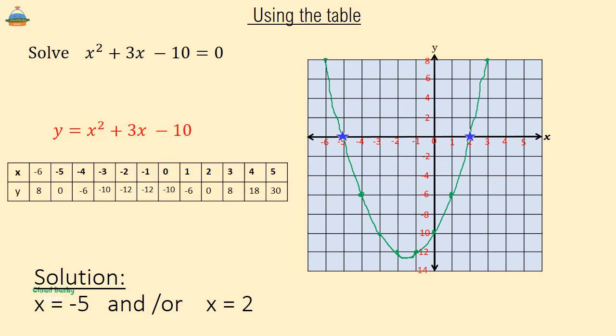In fact, if we look back into the table, when x takes the value of negative 5, in this expression, we return a 0. And when we substitute x with positive 2, we also yield a 0. Awesome. So we have two solutions where y takes a value of 0 on the table. So when x is negative 5, and again when x is equal to 2.